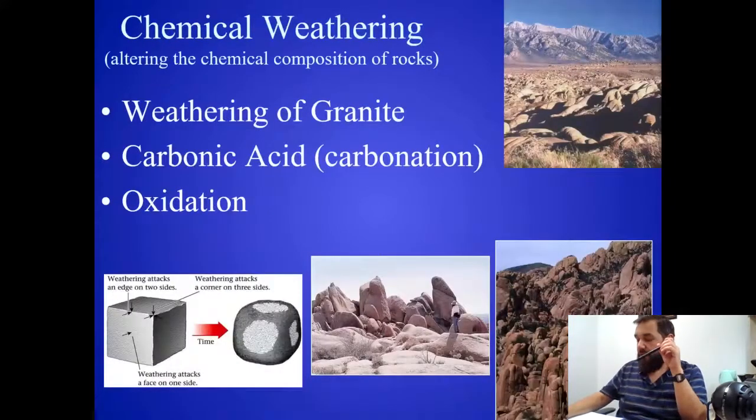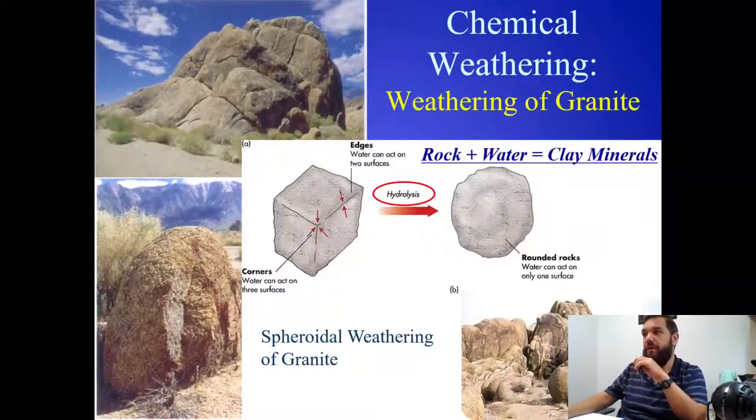Okay. So you've got to know the difference between chemical weathering and mechanical weathering. The difference is one changes the chemical composition, the other does not. Now we're going to talk about 3 different types of chemical weathering: weathering of granite, carbonic acid called carbonation, and oxidation. Okay, it's not enough on your lecture guide to just write down those words. You have to describe each one of them. Just a one-sentence description of what it means.